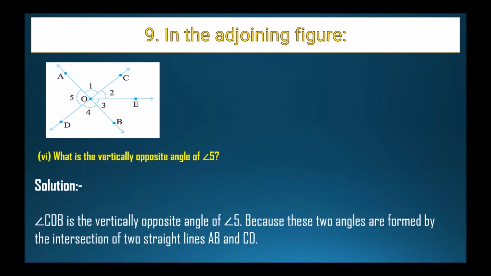What is the vertically opposite angle of angle 5? Angle 5 is here. The vertically opposite angle of angle 5 is COB. COB is the vertically opposite angle of angle AOD.